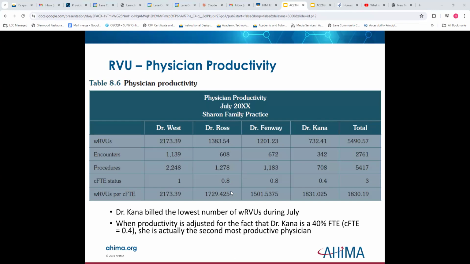So again, this is a sticky wicket to discuss with physicians because it's basically looking at productivity, right? So when you look at Dr. Kenna, who's only a 40% FTE, they are the second most productive physician, again, because they're there half time. So all these things come into play when you look at physician productivity.